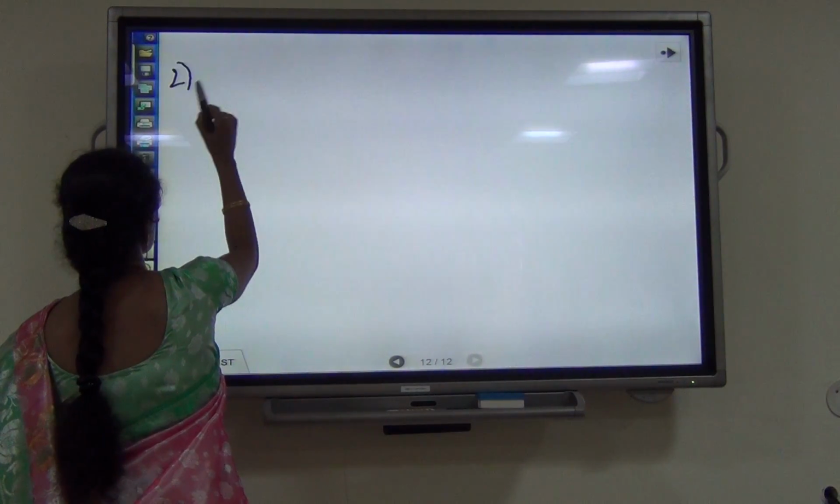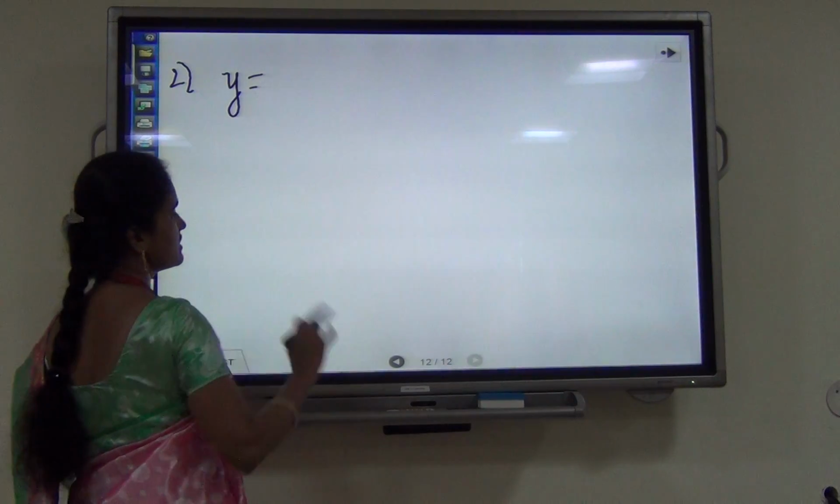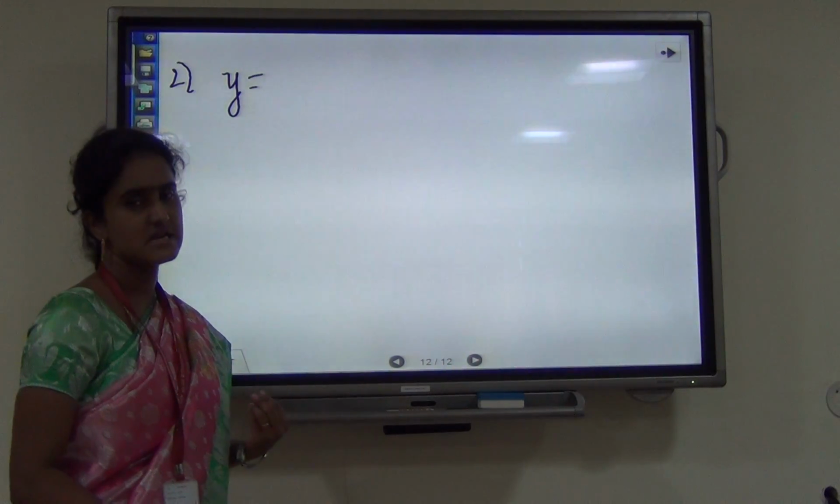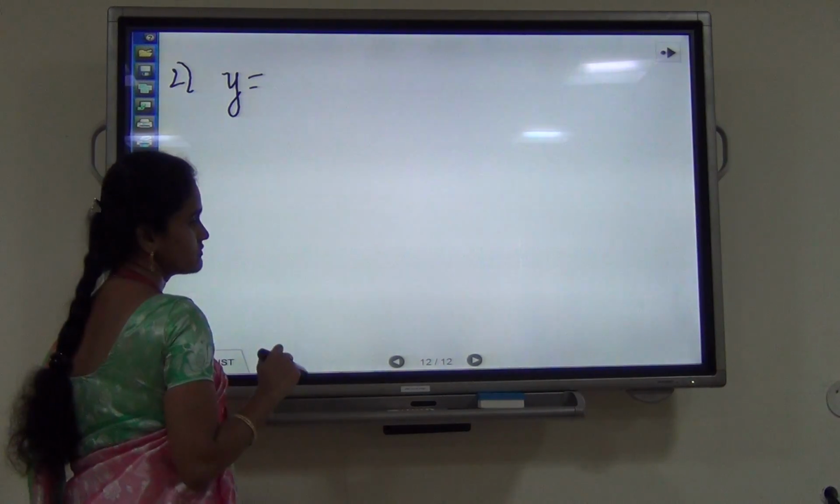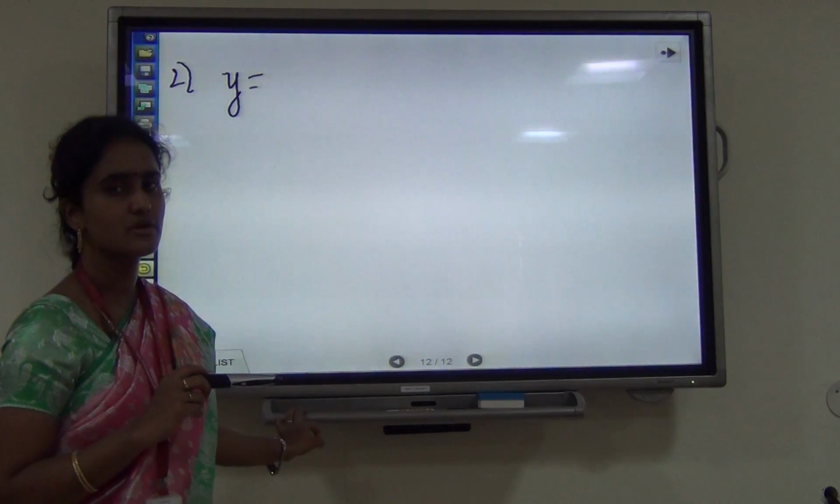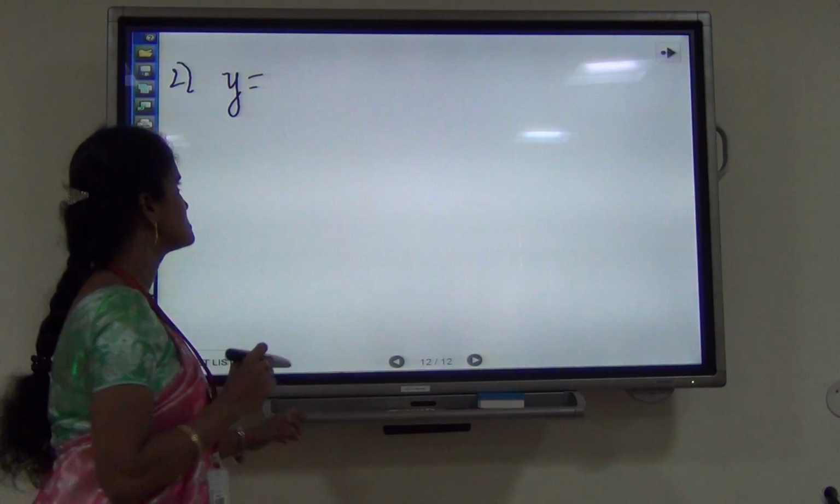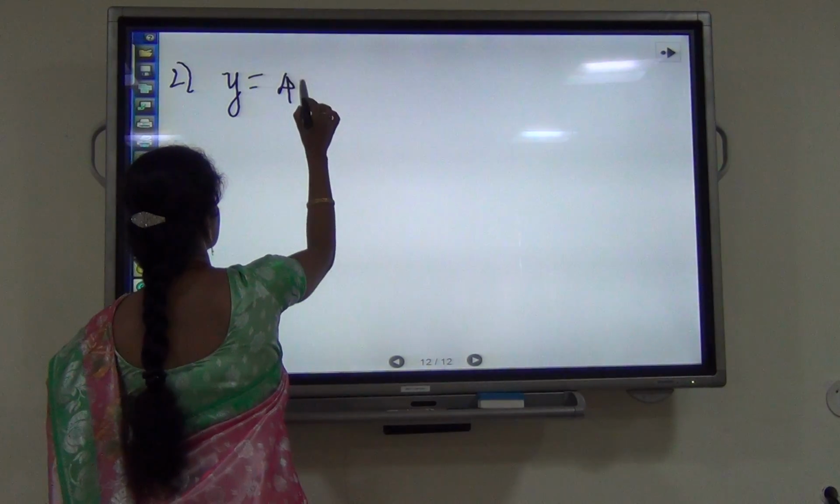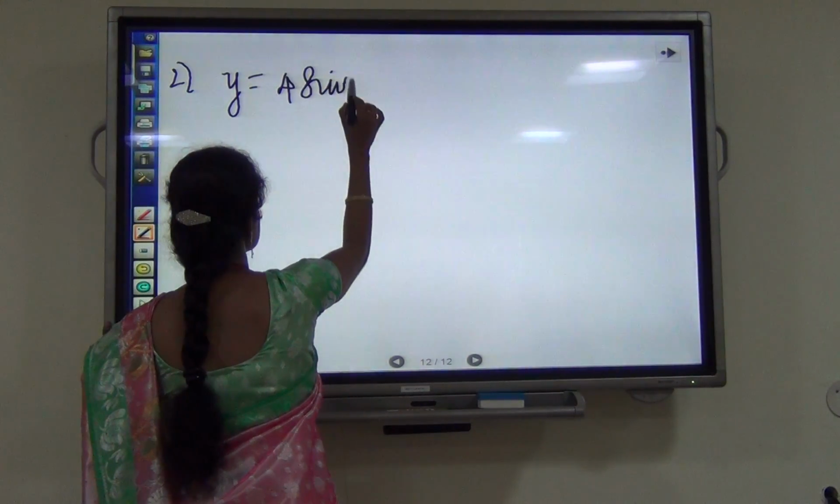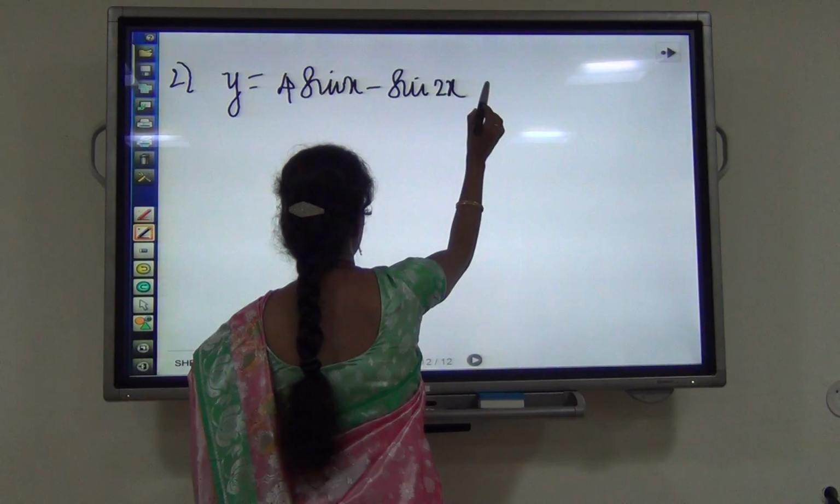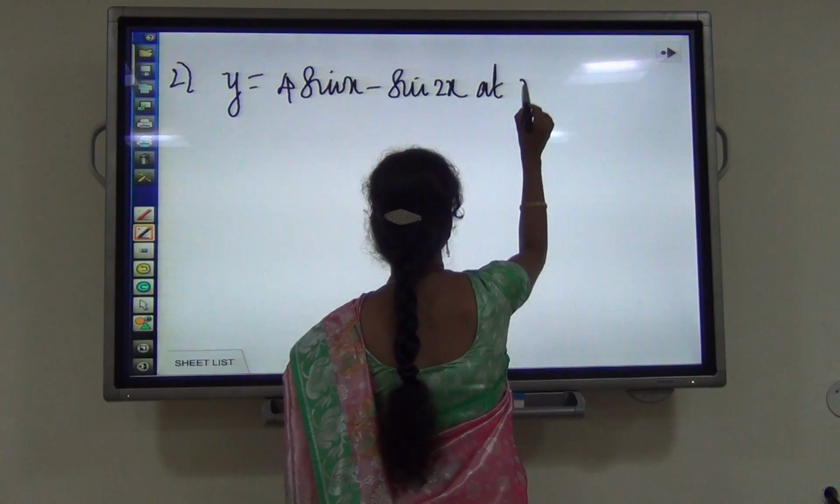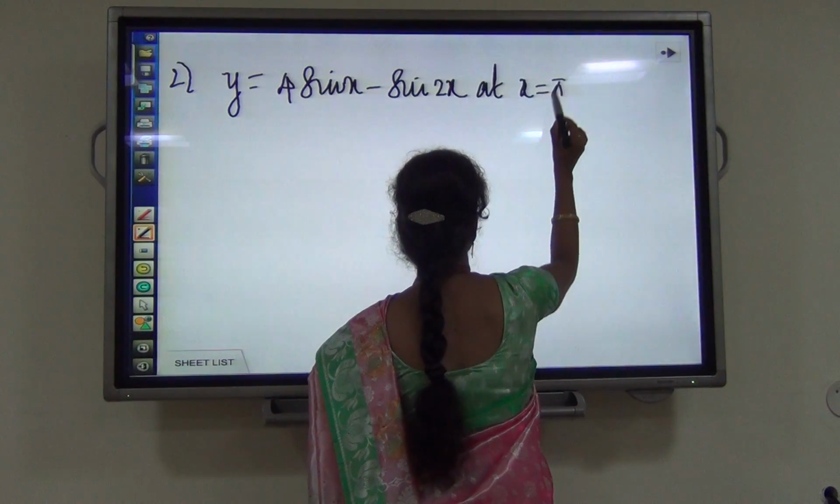The next question, let me take a different function. Earlier it was an exponential. Let me try some trigonometric function. Find the radius of curvature. We are finding the radius of curvature for the curve y is equal to 4 sin x minus sin 2x at x is equal to pi by 2.